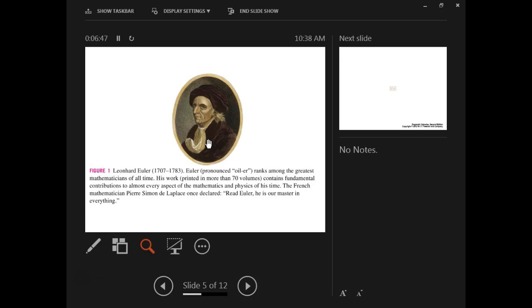His work, printed in more than 70 volumes, okay? He published like crazy. It contains fundamental contributions to almost every aspect of mathematics and physics of his time. The French mathematician Pierre-Simon de Laplace once declared, "Read Euler, he is our master in everything," and he really was.